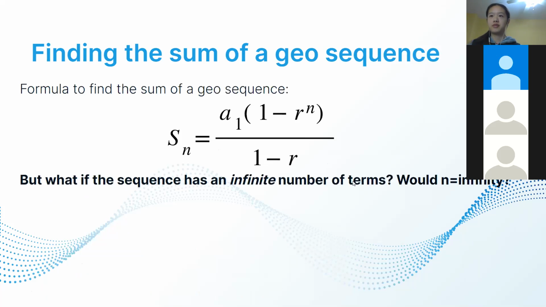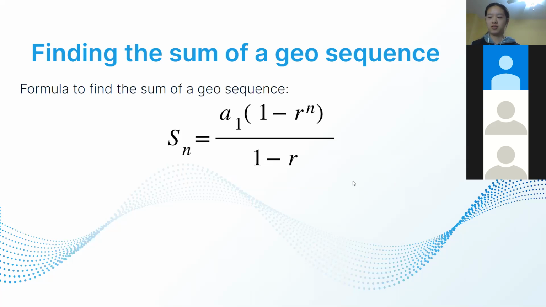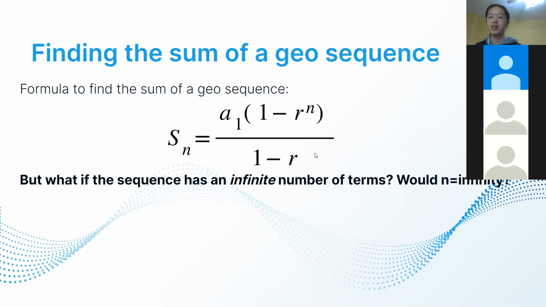Okay, so we mentioned an infinite geometric sequence. In an infinite geometric sequence, there's an infinite number of terms, but in this formula, n is the number of terms. So if we were trying to find the sum of an infinite geometric sequence, wouldn't n equal infinity? And then how do you use that in an equation?